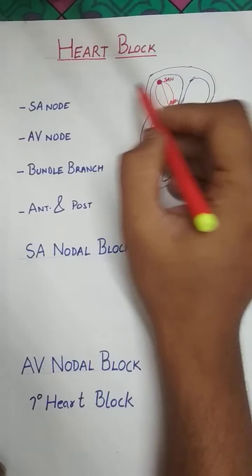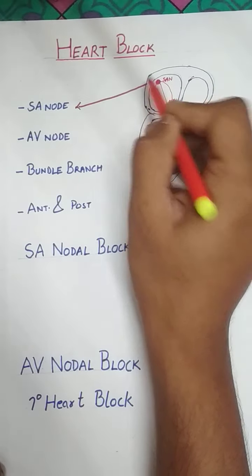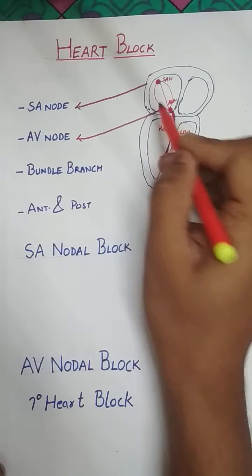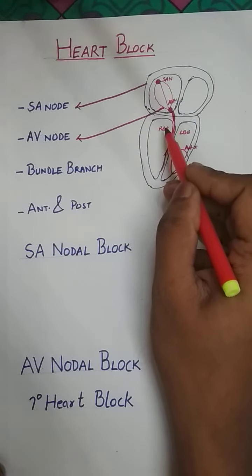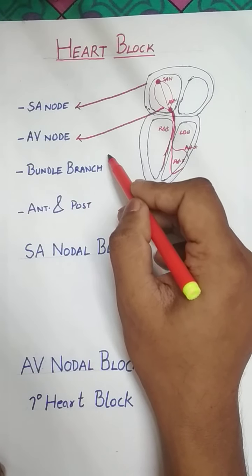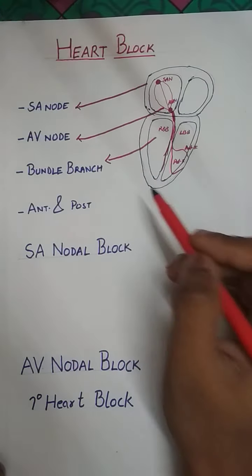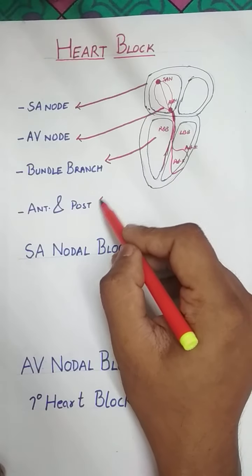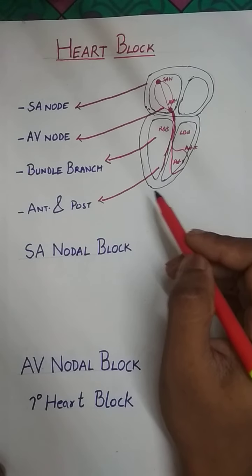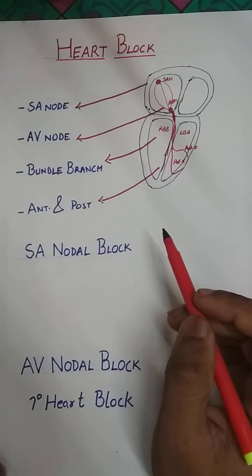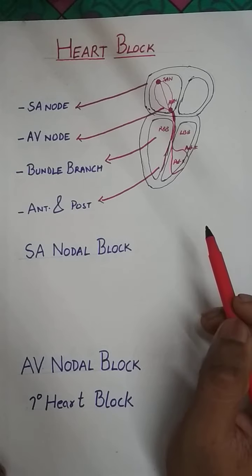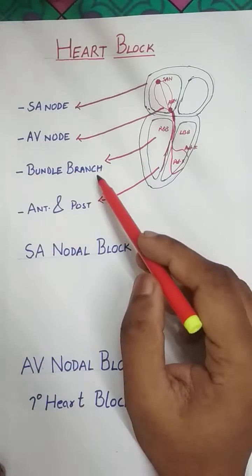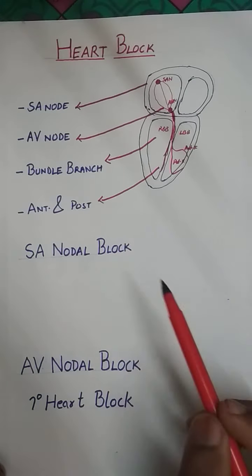So if the block is at the level of SA node, it is called SA nodal block. If the block is at the level of AV node, it is called AV nodal block. If at the level of bundle branches, they are called right or left bundle branch block, and at the level of anterior and posterior fasciculae, hemiblocks. In today's video, we will confine our discussion to SA nodal block and AV nodal block, and in the next video we will discuss bundle branch block and hemiblocks.